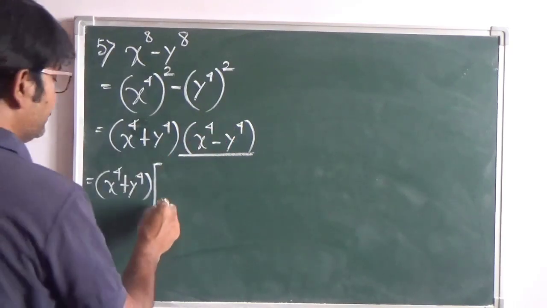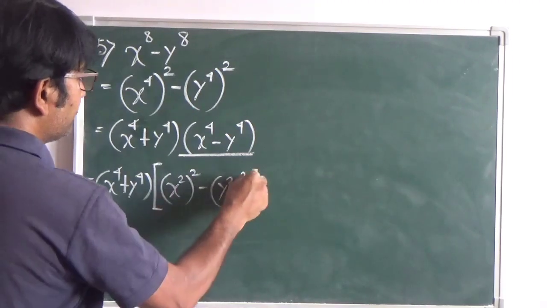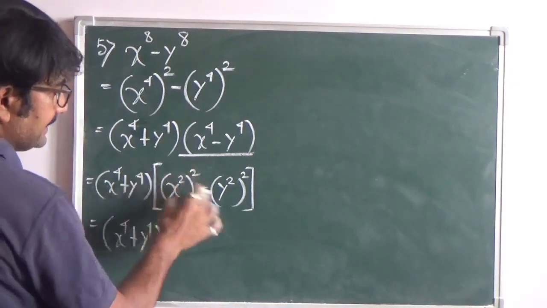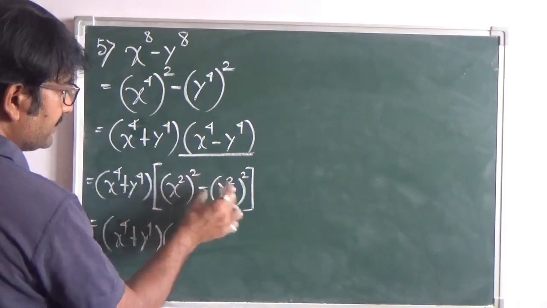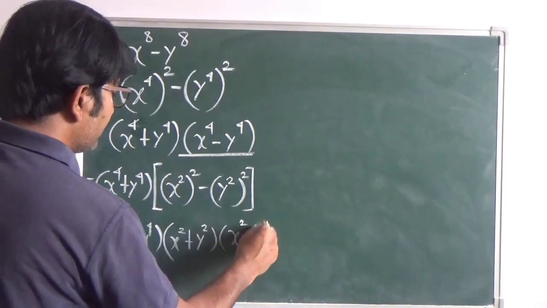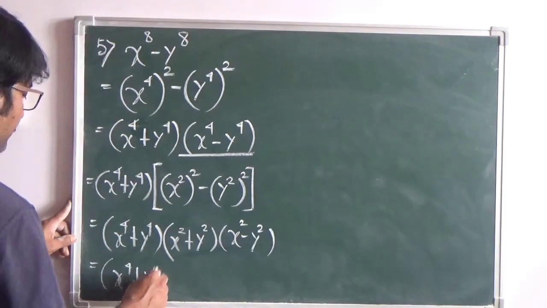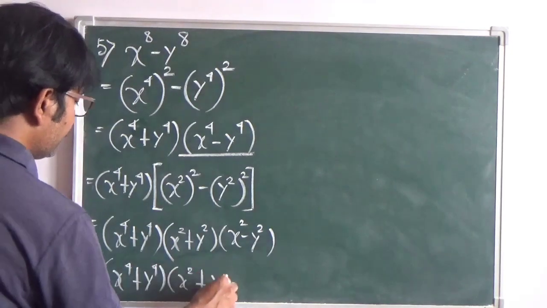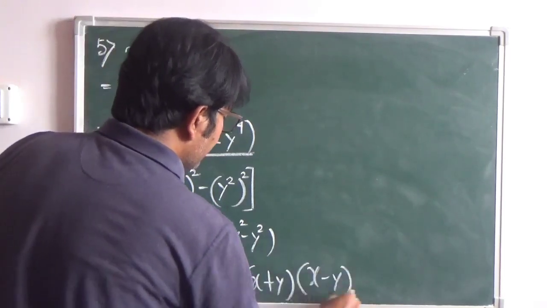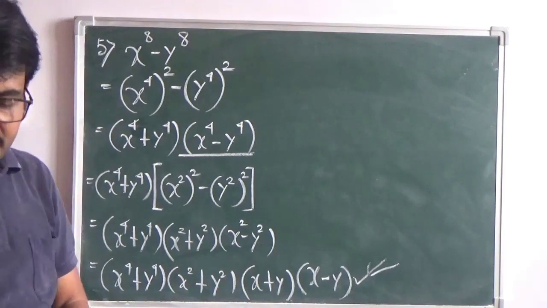Now x power 4 minus y power 4, express this again as squares: (x square) whole square minus (y square) whole square. Now this is again a square minus b square, so (a plus b) into (a minus b). So you write (x power 4 plus y power 4)(x square plus y square)(x plus y)(x minus y). Got it? Go through it properly, you will understand this.